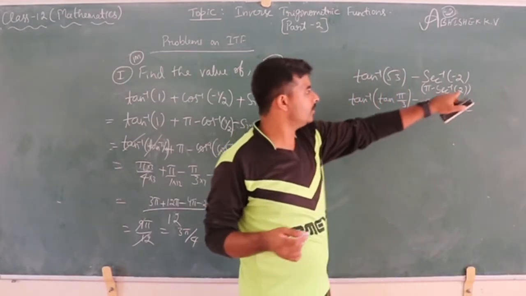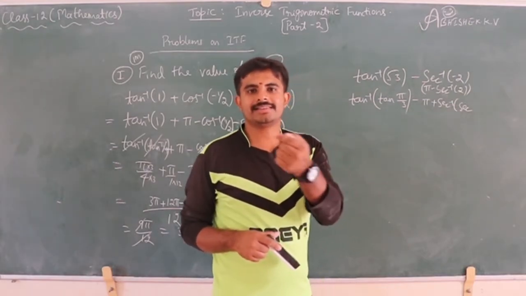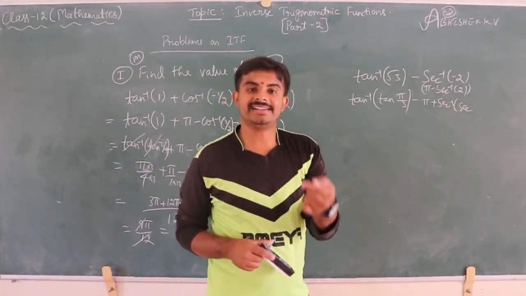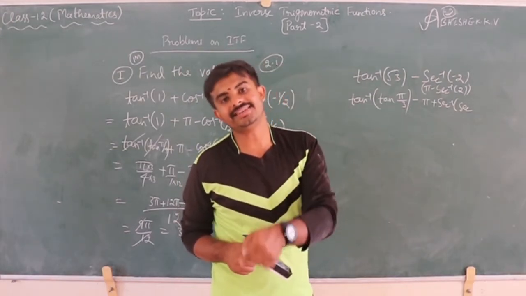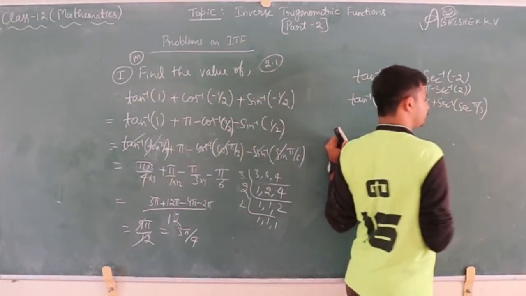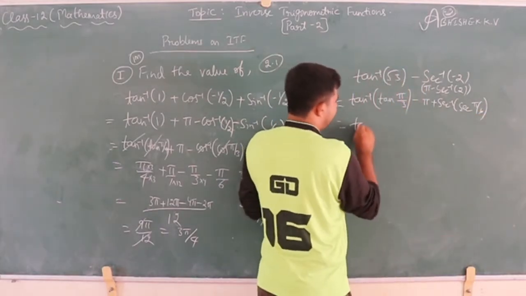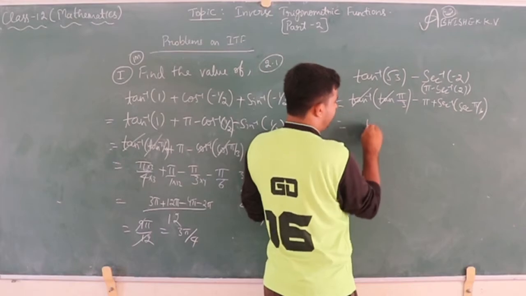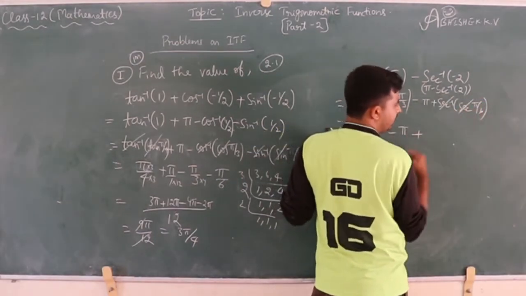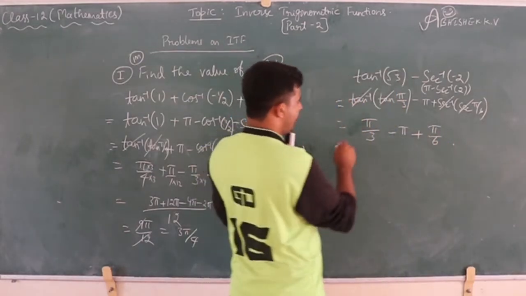At which angle do we have the value 2 in secant? See, cos 60 degree is equal to 1 by 2, cos 30 degree is equal to root 3 by 2, secant 60 is equal to 2. Therefore, secant 60 degree, that is pi by 3. Here tan inverse tan gets cancelled. Here we are remaining with pi by 3 minus pi plus, secant inverse secant gets cancelled, remaining with pi by 3.